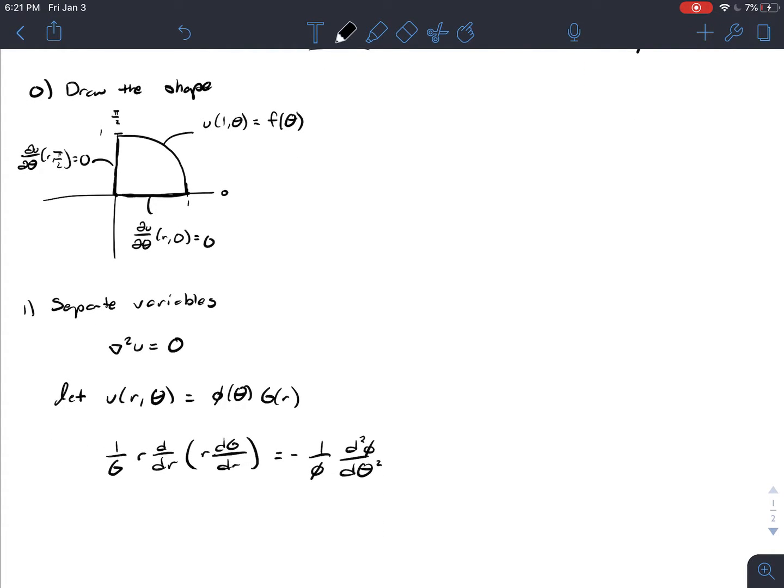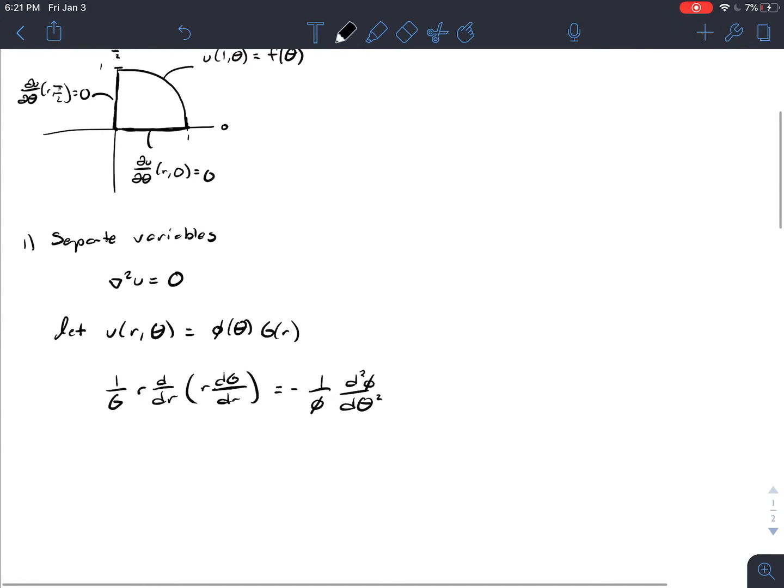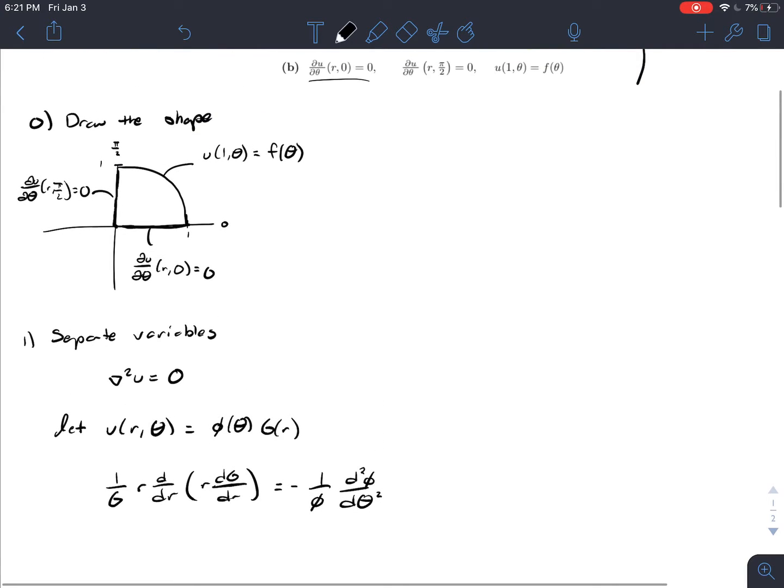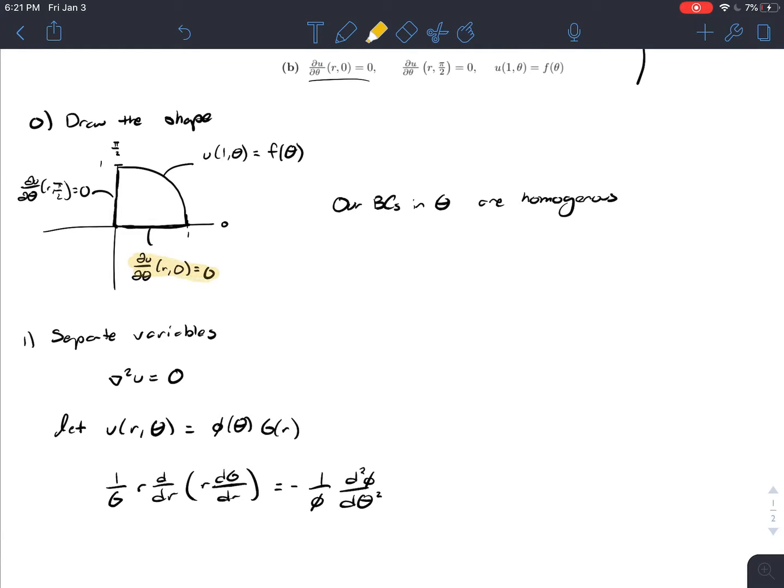Okay. So how do we decide what we want our separation constant values to be? What we want to do now is think about our boundary conditions. Our boundary conditions in theta, our BCs in theta, are homogeneous, right? I'm going to highlight them in yellow right here, 0 and 0 in theta. So therefore, we want our function phi of theta to be oscillatory. Cool.